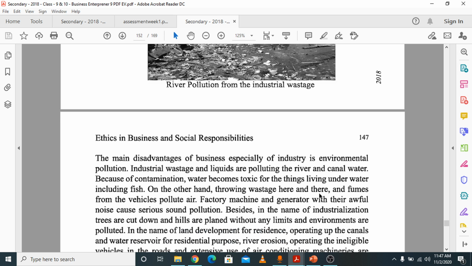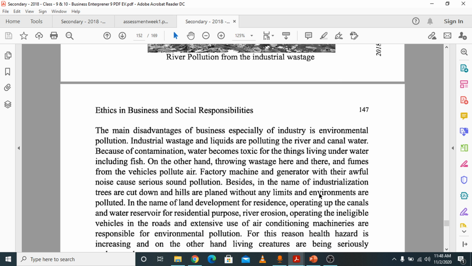On the other hand, throwing waste here and there and fumes from the vehicles pollute the air. That means the smoke which comes from the industry is also polluting the air. Factory machines and generators are also making noise which can cause sound pollution. So in the name of industrialization, trees are cut down, hills are leveled without any limits, and environments are polluted.